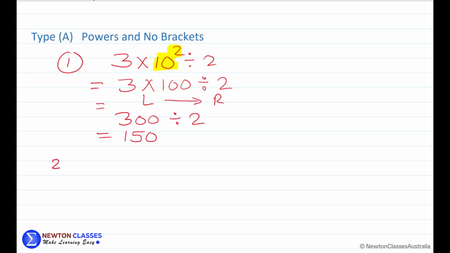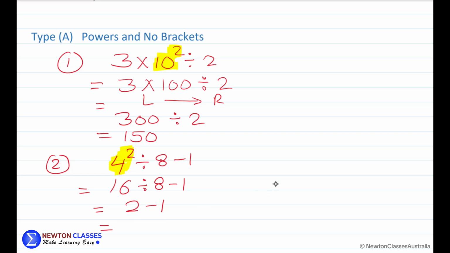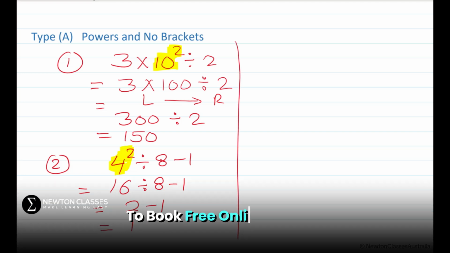Let's take another example to understand this with some more situations. Let's say the expression is 4 squared divided by 8 minus 1. Definitely, we will first do the square because there is no bracket. The next priority is the order. So 4 squared is 16, divided by 8 minus 1. 16 divided by 8 is 2, minus 1, and again going from left to right, 2 minus 1 is 1. Same rule, but we have to look into the powers.